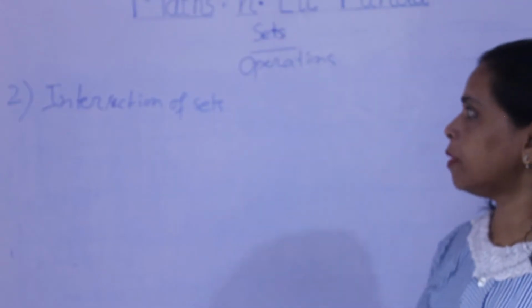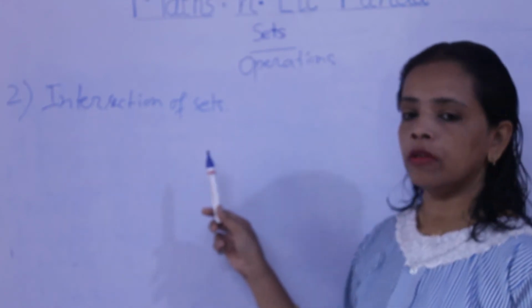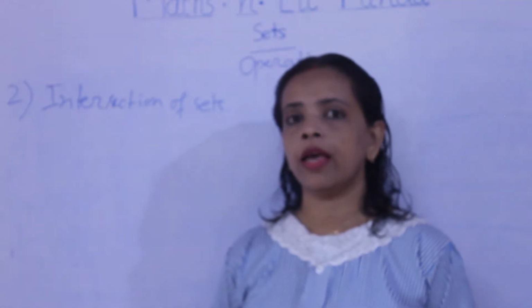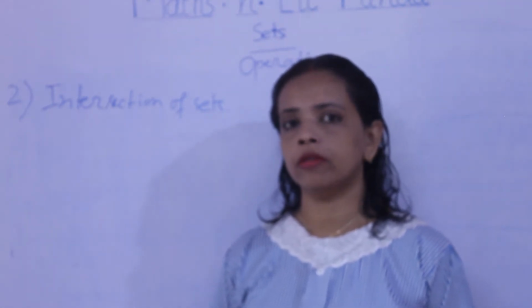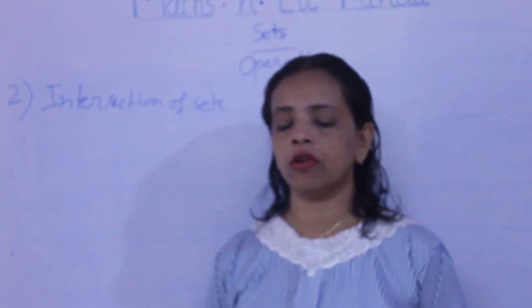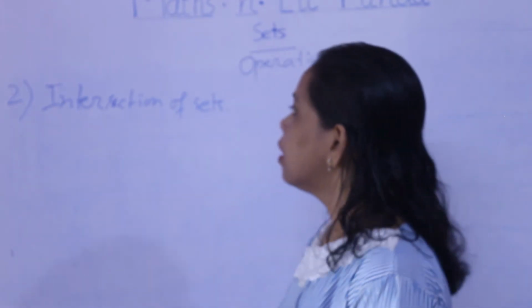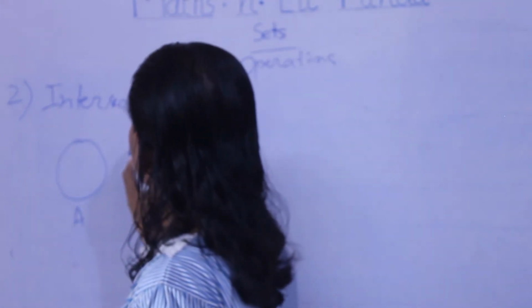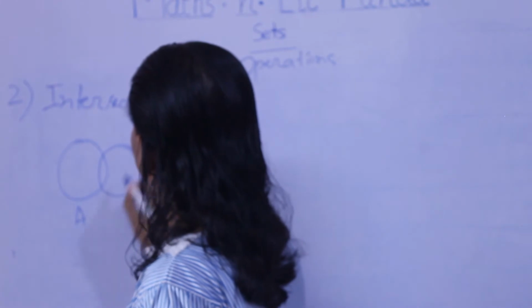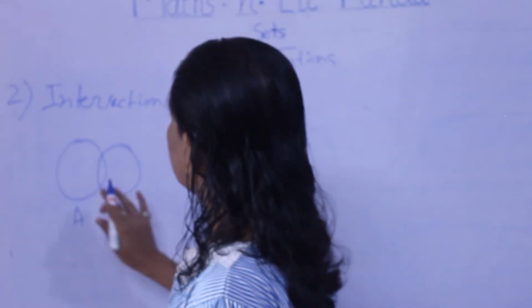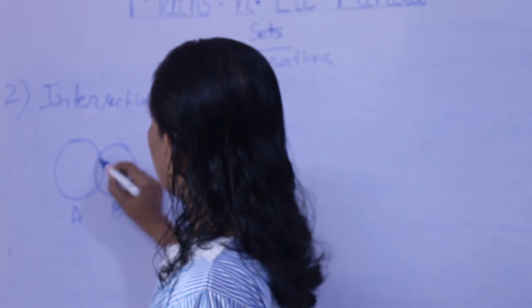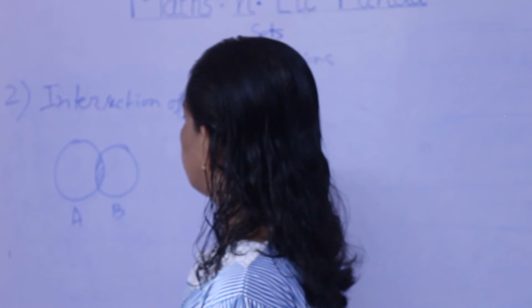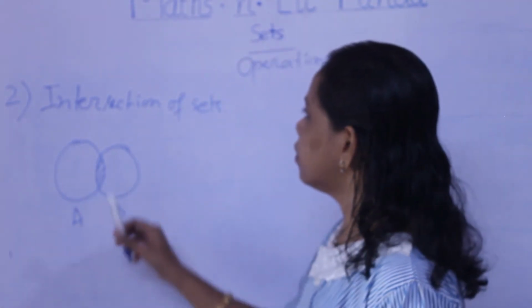Now, I will explain intersection of sets. So what is that? Suppose two sets A and B like this, they have some portion of common element. So that common part is called intersection of sets. Suppose this is set A, this is set B, and these sets have a common part, this portion. So this portion is called intersection portion, and this is called intersection of sets.